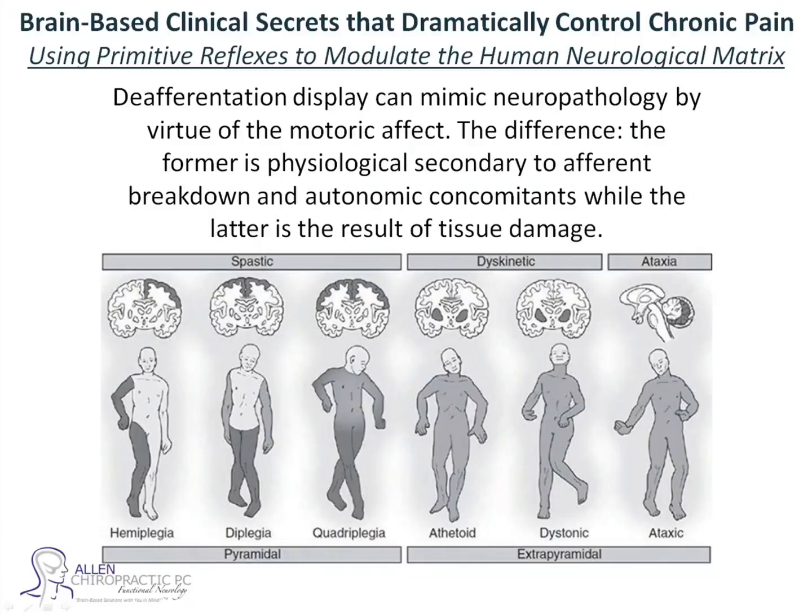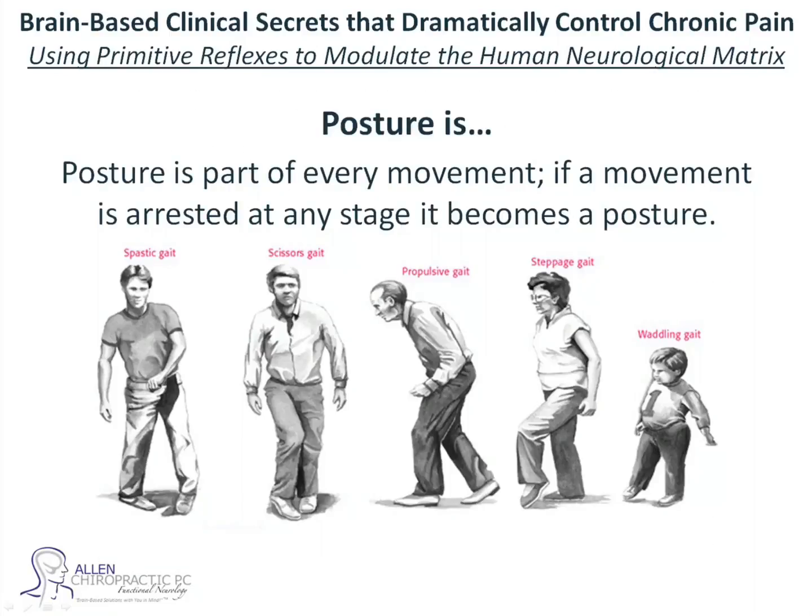The difference, the former is physiological, secondary to afferent breakdown and autonomic concomitants, while the latter is the result of frank tissue damage. And we see these postures in practice all the time. These postures are not unusual. This is a series of postures which are part of every movement, but if movement is arrested at any stage, it becomes a posture. Postures are things that you should be able to pick out in your patient's movement issues. Here's a spastic gait, a scissors gait, a propulsive gait, a steppage gait, and a waddling gait.